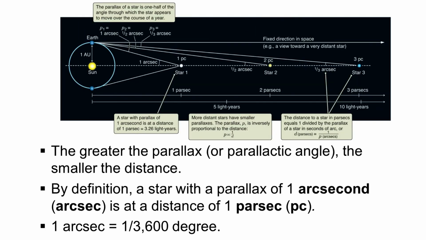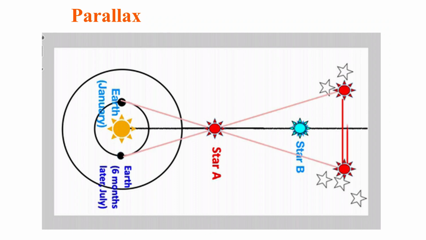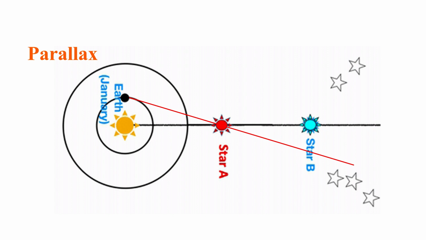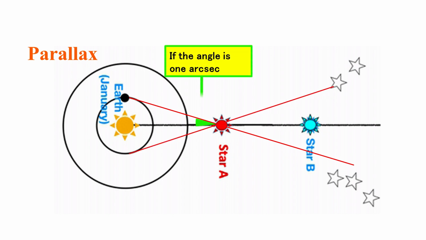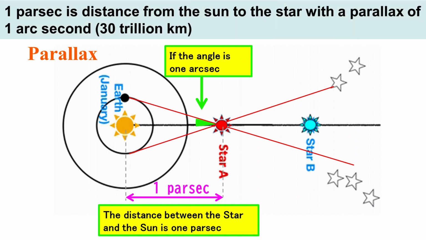By definition, a star with a parallax of 1 arcsecond is at a distance of 1 parsec. 1 arcsecond equals 1 degree divided by 3,600. The parallax of a star is 1/2 of the angle through which the star appears to move over the course of the year. A star with a parallax of 1 arcsecond is at a distance of 1 parsec.